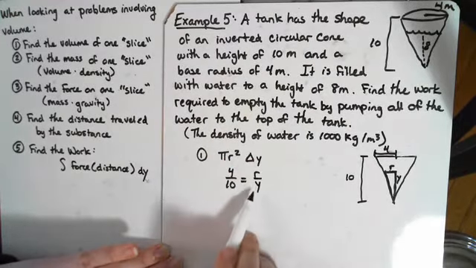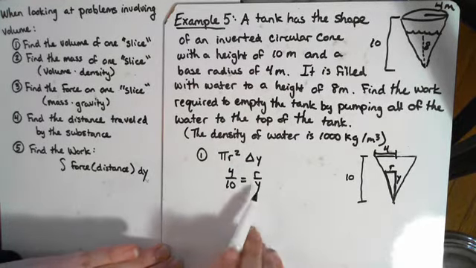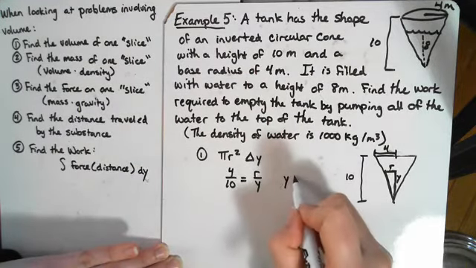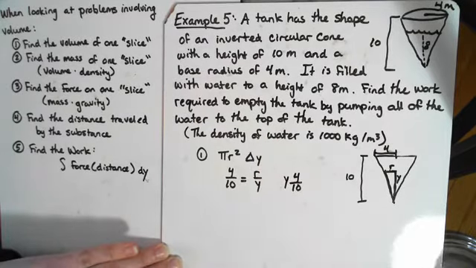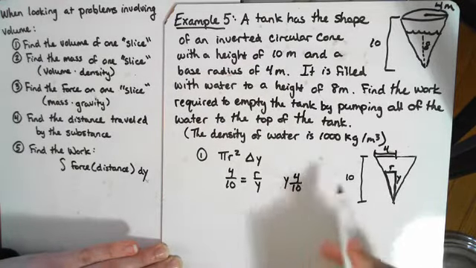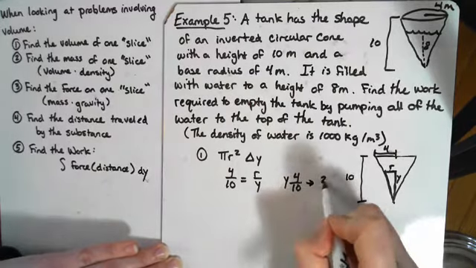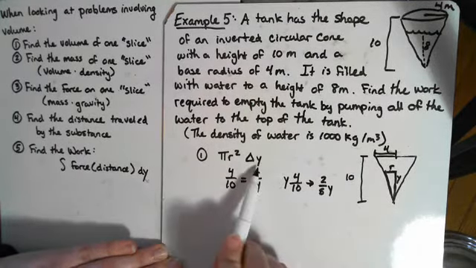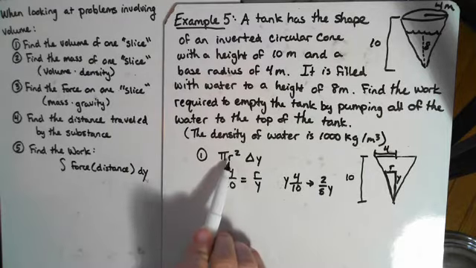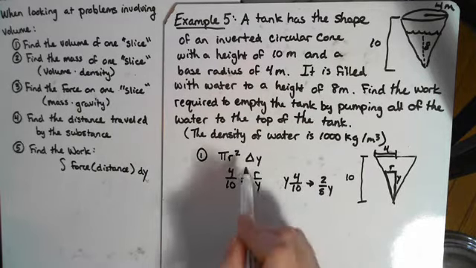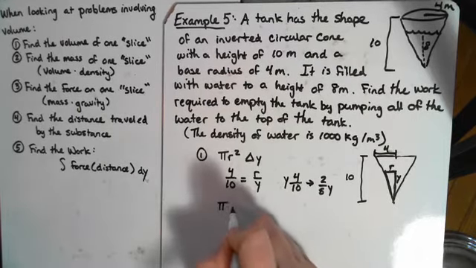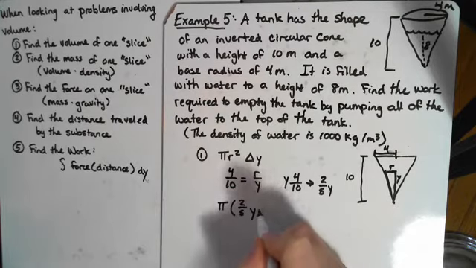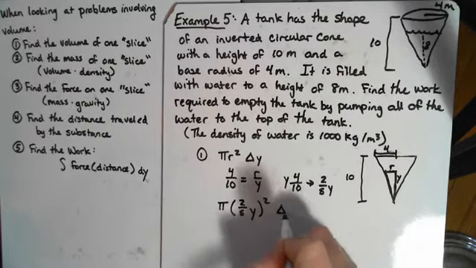And now I just need to solve this for r so I can get this in terms of y. So I'm just going to multiply by y on both sides. So I have y times 4 over 10, and that can reduce. The simplified version of this is 2/5 y. So in step 1, I'm just going to take this and put it in for my r squared, and I will get pi times 2/5 y squared delta y.